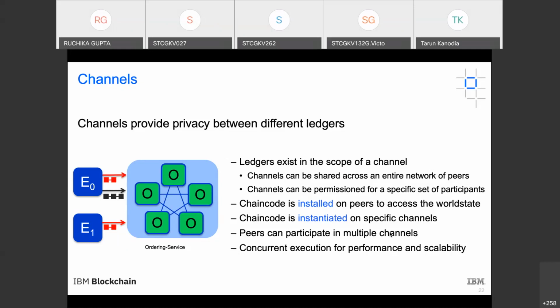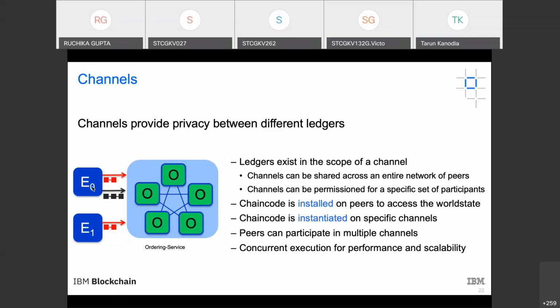Now, the other thing that can happen is, the way it has been written, one peer can be part of multiple channels, as it's indicated here. E0 can be part of two channels or 3 channels, or it can be part of 1 channel. Once you get the concept of channels, and each channel has its own ledger, you can have concurrent execution. So that is another way of increasing the speed of transactions.